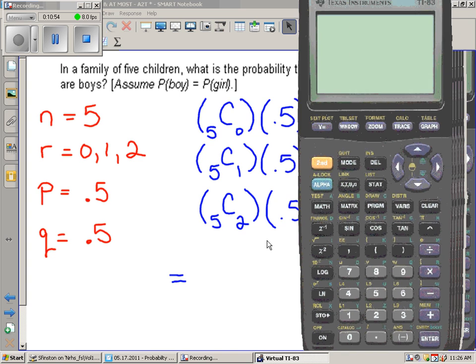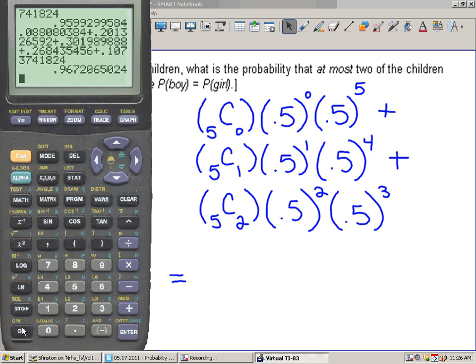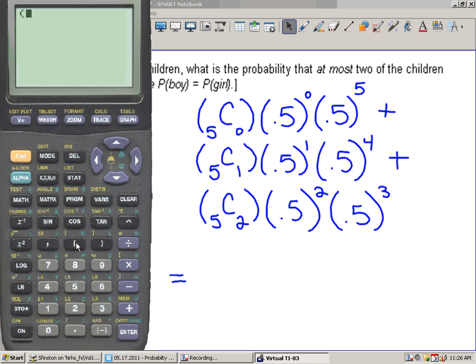Okay, so here's what I'm going to show you how to enter it in case you didn't like writing those numbers down, here's an alternative. You ready? So you're going to do 5 math, probability, NCR, 0, 0.5 raised to the 0, 0.5 raised to the 5th, plus 5 NCR 1, 0.5 raised to the 1, 0.5 raised to the 4th, plus. It's the same thing. Some people like doing it this way.